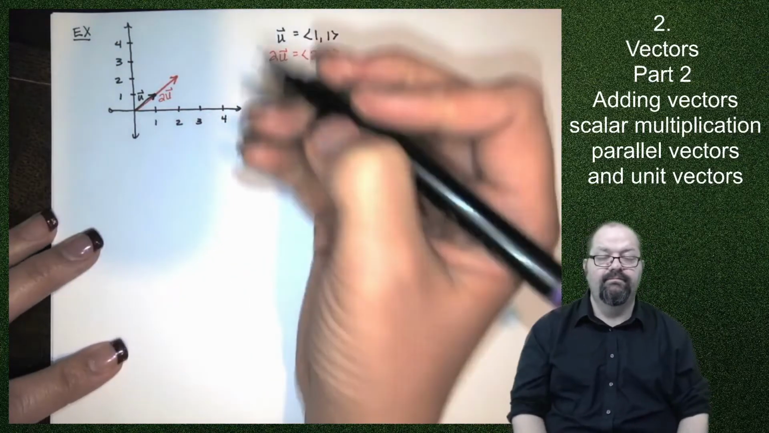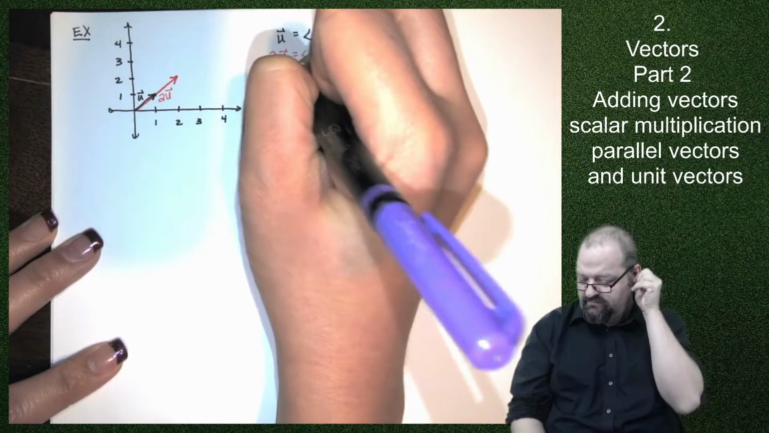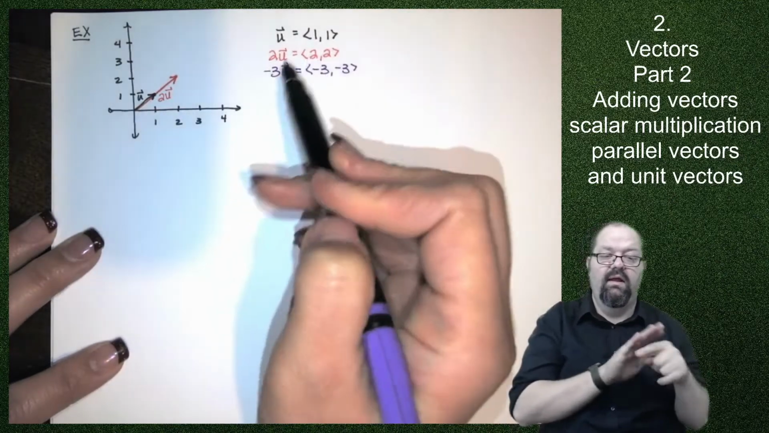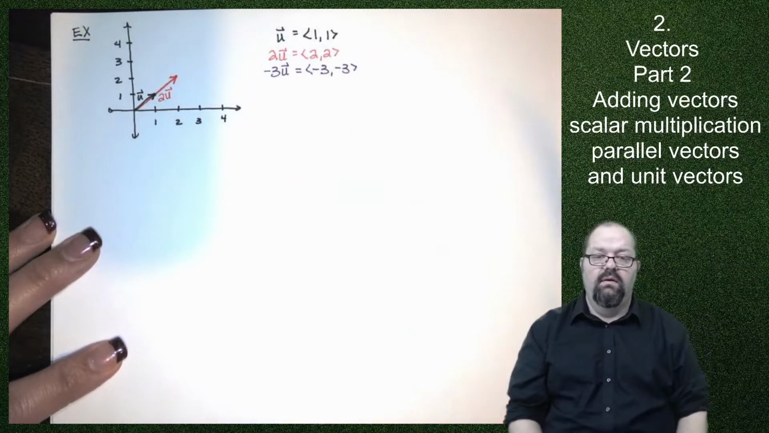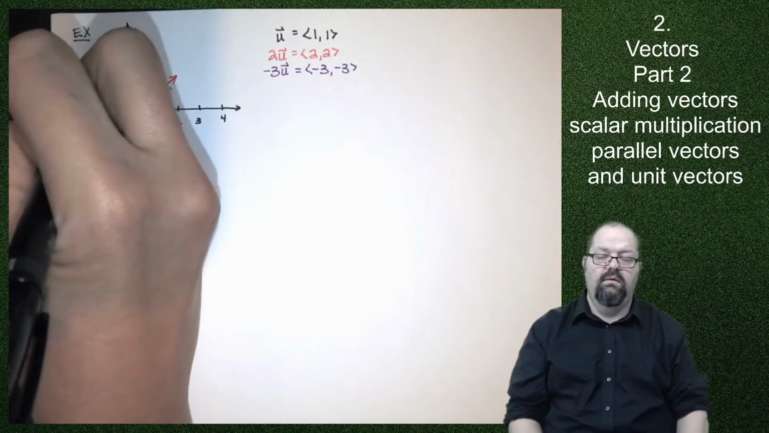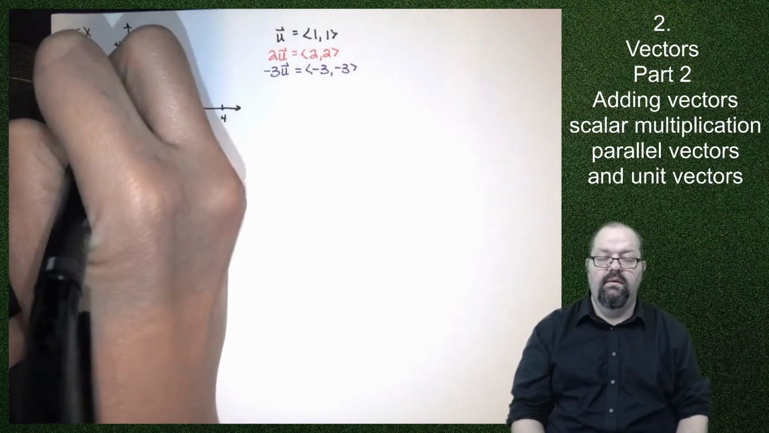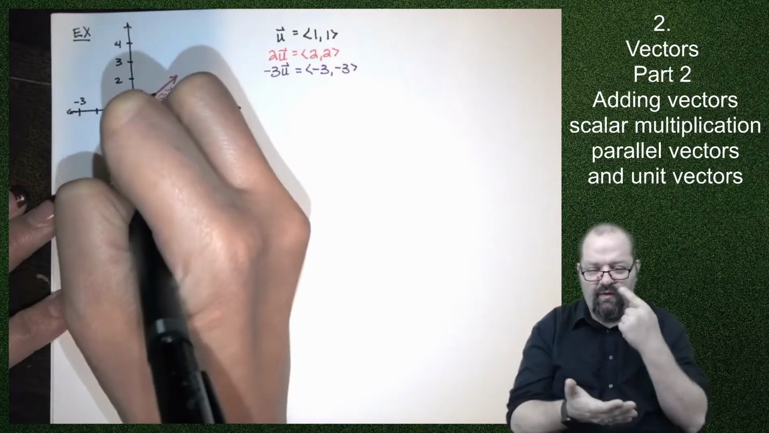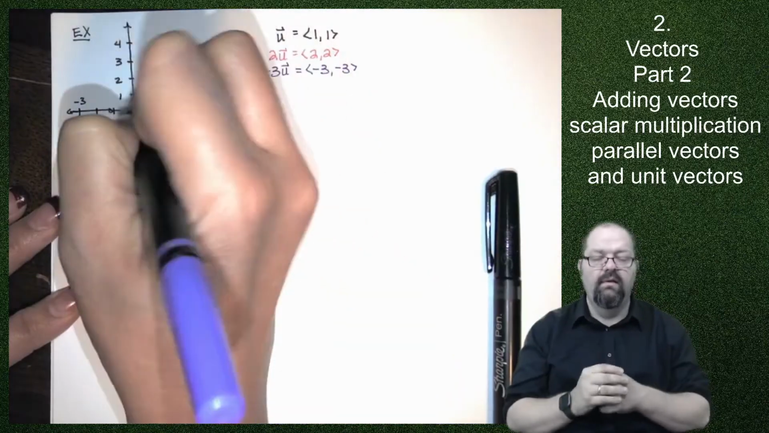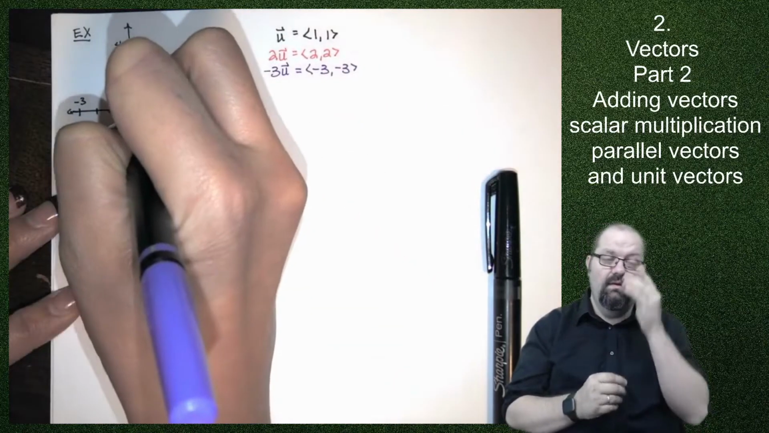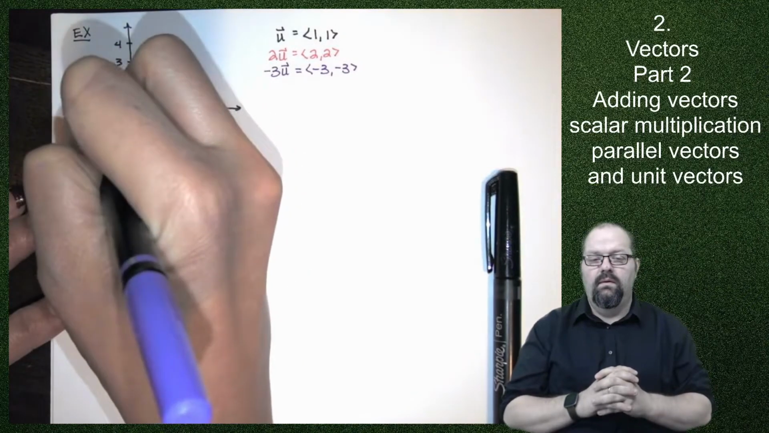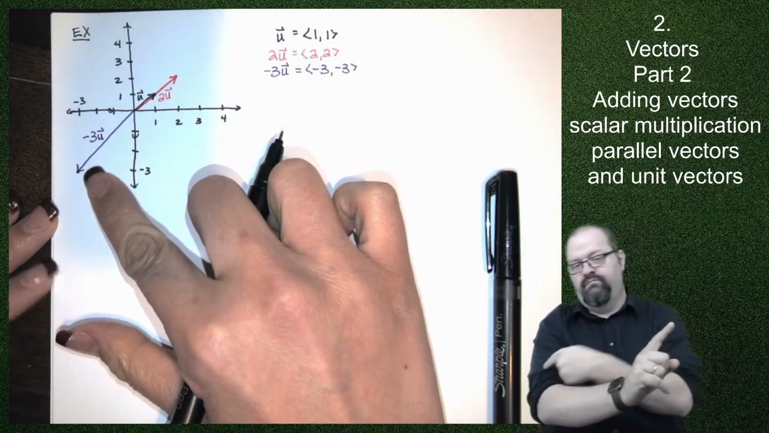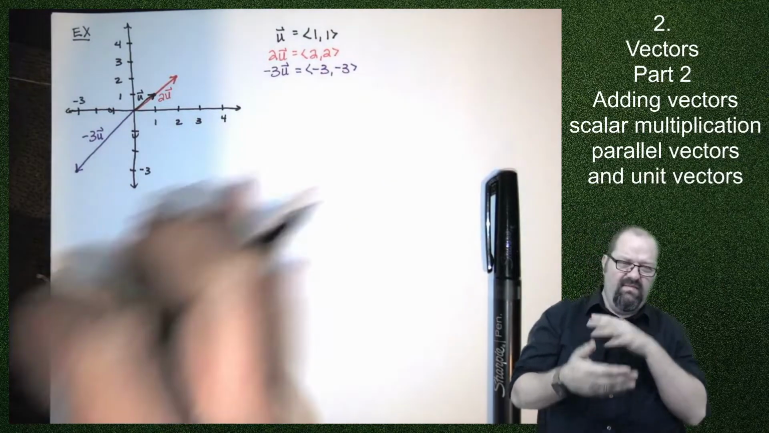Or how about this? Negative 3u. That's going to be negative 3, negative 3. Take the 1, multiply it by negative 3, take the 1, multiply it by negative 3, and I get that. Trying to make everything nice. Negative 1, negative 2, negative 3. Isn't that in the opposite direction from u, but 3 times as long? Well, it should be. My grid isn't exactly perfect, but you get the idea.